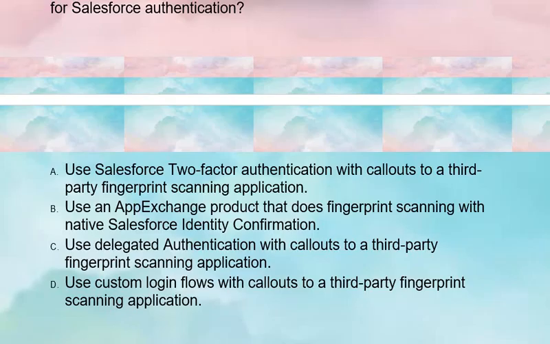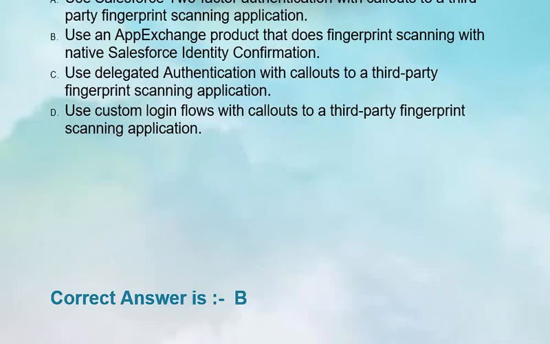Option A. Use Salesforce two-factor authentication with callouts to a third-party fingerprint scanning application. Option B. Use an AppExchange product that does fingerprint scanning with native Salesforce identity confirmation. Option C. Use delegated authentication with callouts to a third-party fingerprint scanning application. Option D. Use custom login flows with callouts to a third-party fingerprint scanning application. Correct answer is option B.